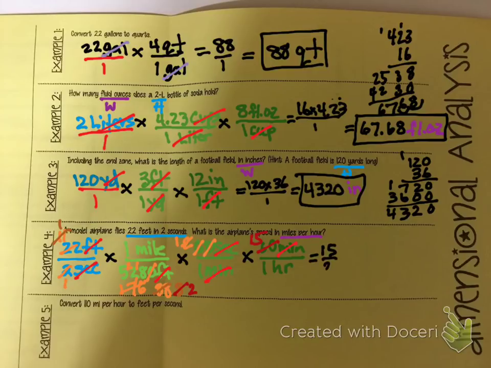Uh-oh. Remember what we talked about before? We got the label we want. We have miles on top and we have hours on the bottom. But nobody's going to say I'm going 15 halves miles per hour. That's ridiculous. So we're going to change it to a mixed number. So 2 goes into, let's do the math over here. 2 goes into 15 7 times, which is 14, with 1 left over. So we're going to get a final answer of 7 and a half, and you could do 7.5 as well, miles per hour.